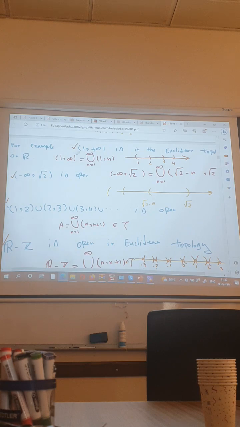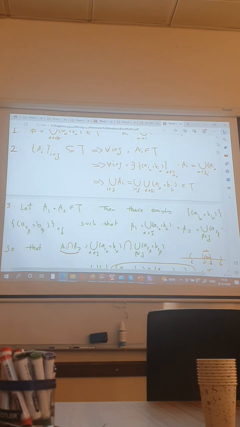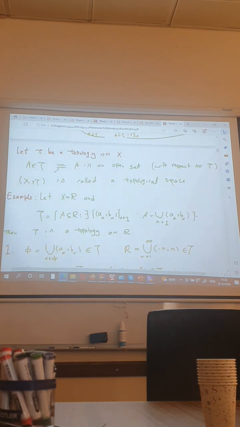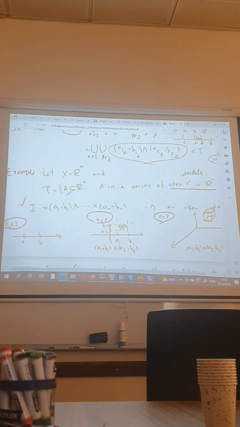For example, this topology is called Euclidean topology, okay? If you consider this topology, this is the Euclidean topology on R, or this on Rn, this is the Euclidean topology on Rn, okay?